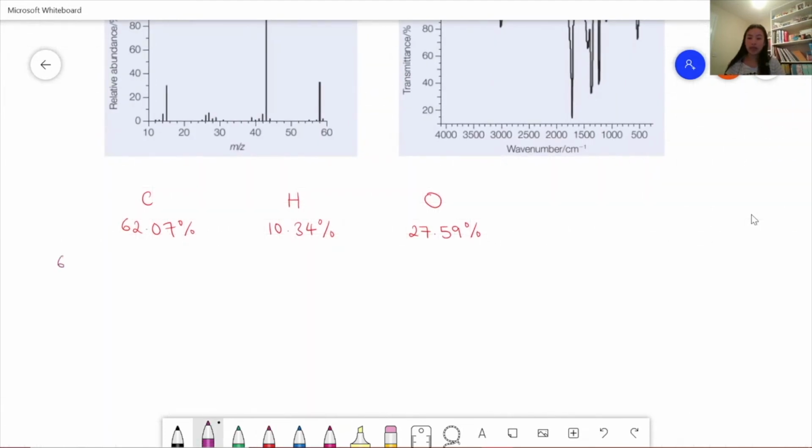So we have 62.07 over 12.0, and this gives us 5.17. And then we have 10.34 divided by 1.0, which is equal to 10.34. Then for oxygen, we have 27.59 divided by 16.0, and this gives us 1.72.